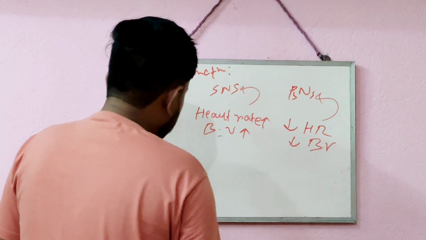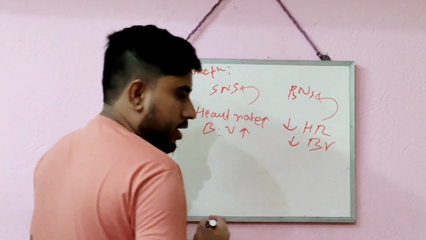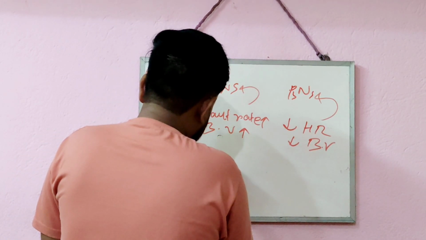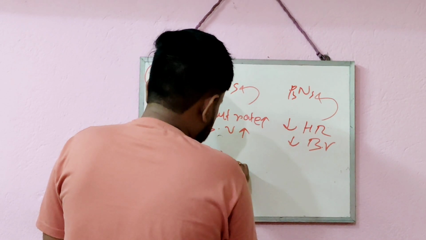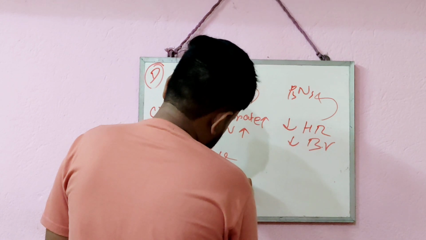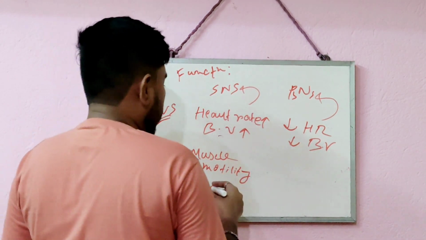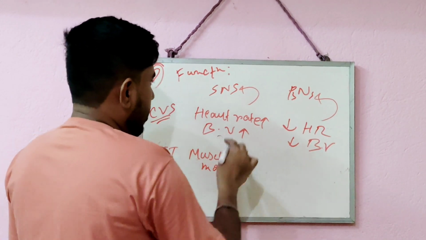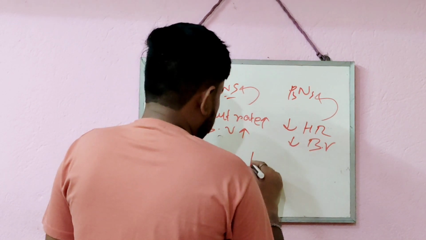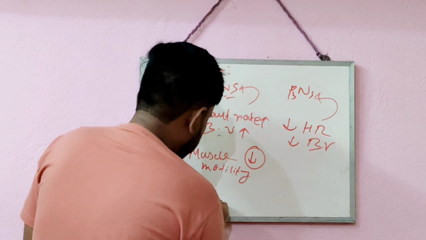The next organ we have to remember is the GIT. In case of the GIT, the SNS decreases muscle motility. So now you can see SNS is doing inhibitory work in case of the GIT. In case of the GIT, the sympathetic nervous system is generally decreasing muscle motility of the GIT, which can cause digestive problems.